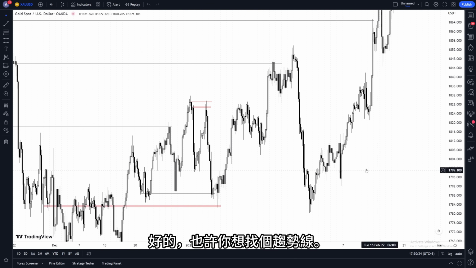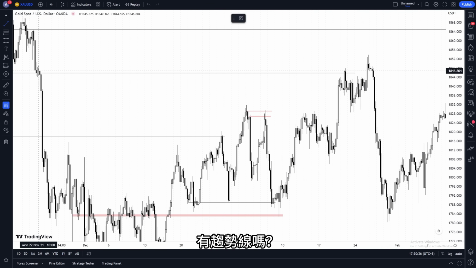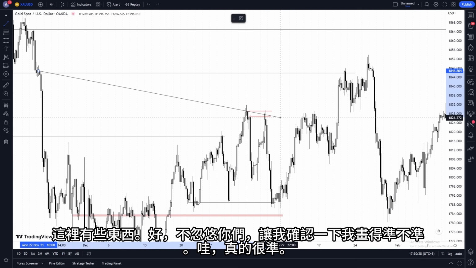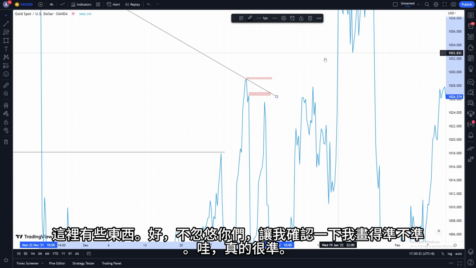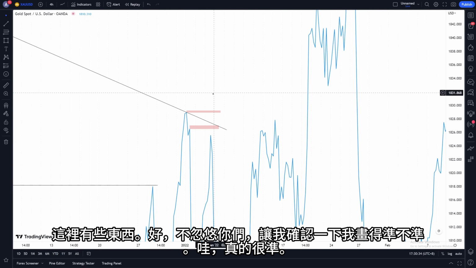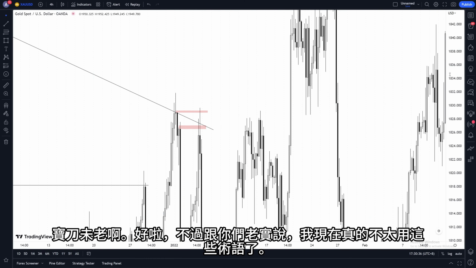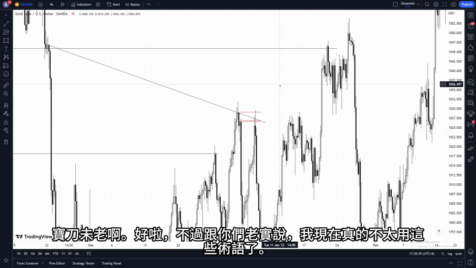Okay, maybe you want to look for a trend line. I don't know. Is there a trend line or something like that we can use? Maybe something here. Okay, let me not cheat you guys. Let me see whether I'm actually accurate with it. Yes, I am. Holy, your boy still got it. Okay, but yeah, I don't really use trend lines anymore, to be very frank with you guys.